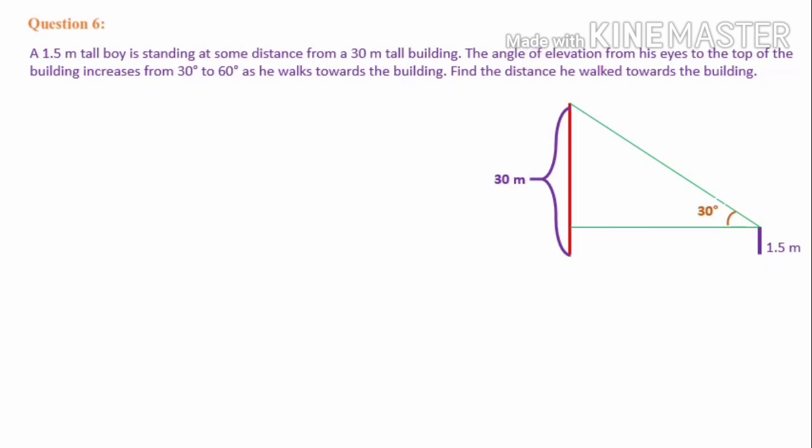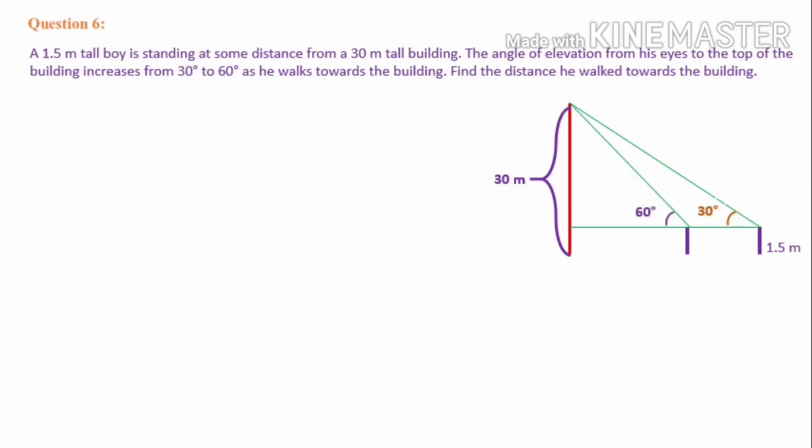Angle of elevation in the sense angle between the horizontal and the line of sight. So the horizontal line comes here only because the eye of the observer is here. So the horizontal comes here. You need not draw the bottom line in the beginning because the eye of the observer is here. So the angle between the horizontal and the line of sight is 30 degree.